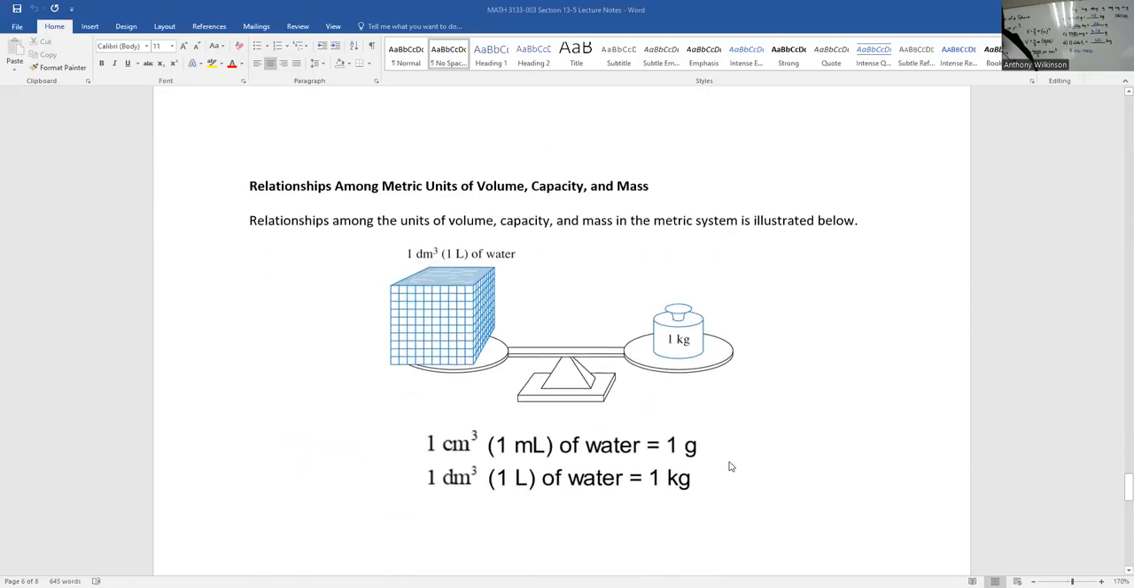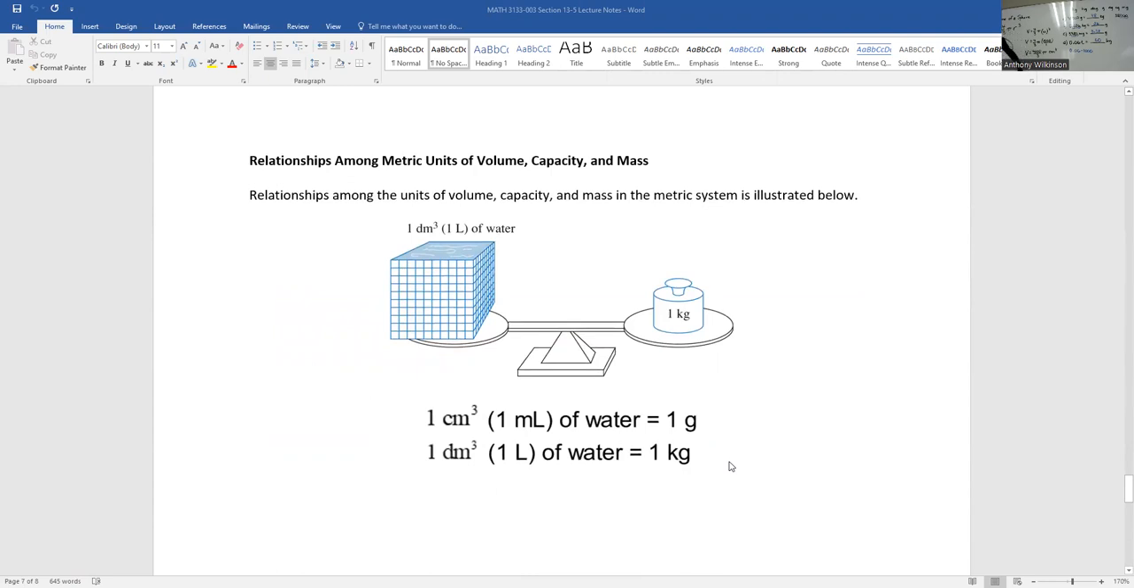Let's finish this up with relationships among metric units of volume, capacity, and mass. And that's illustrated in this case right here. If we have 1 cubic decimeter of water, which is equivalent to 1 liter of water, that's also equivalent to 1 kilogram. And also if we look at 1 cubic centimeter, in this case here, we have to divide by 1,000. Here for 1 milliliter, that's also equivalent to 1 gram because we have to divide by 1,000, because 1 kilogram is 1,000 grams, just like 1 liter is 1,000 milliliters.